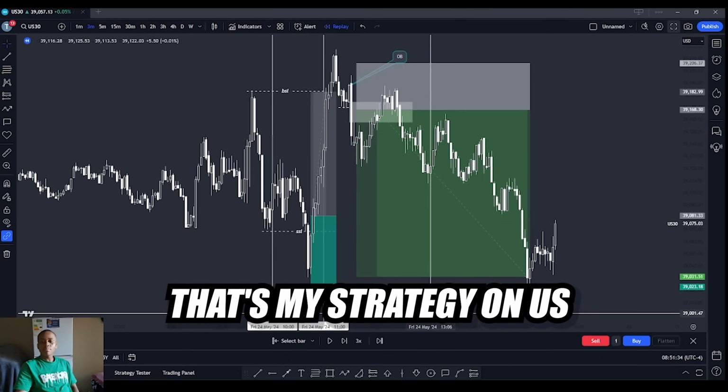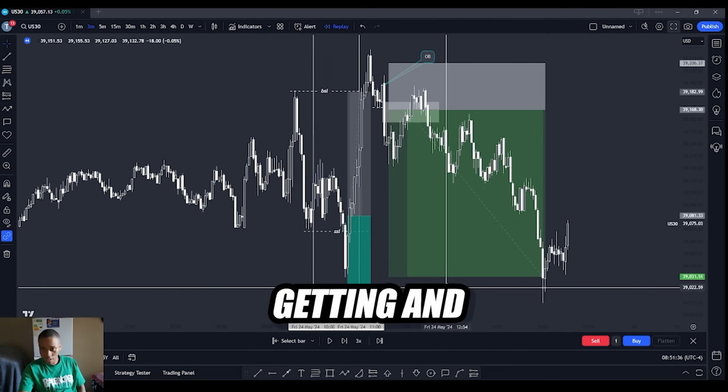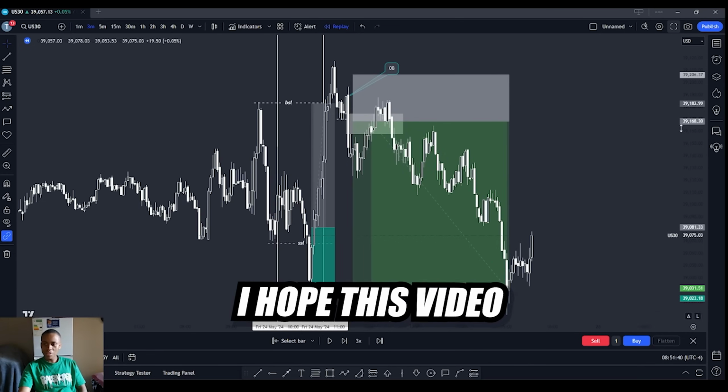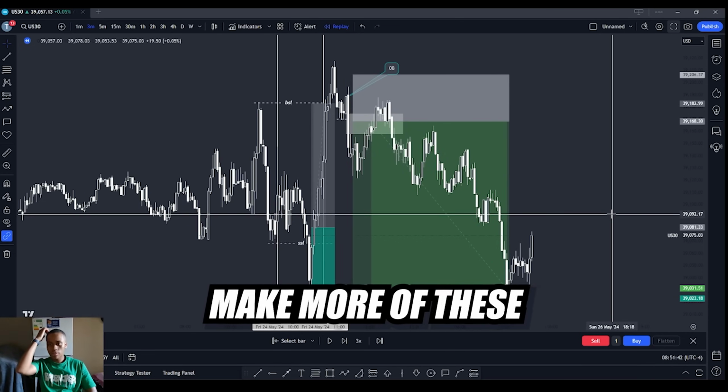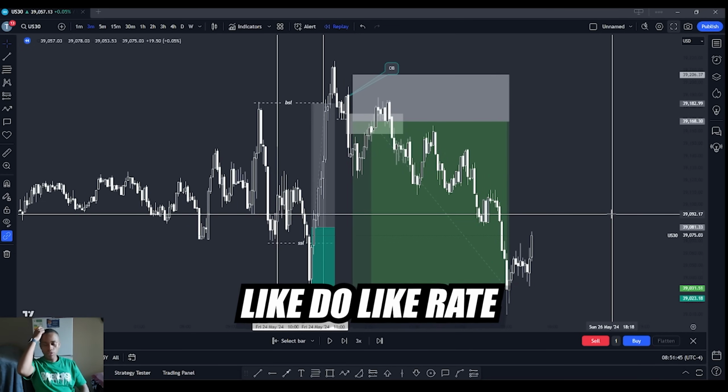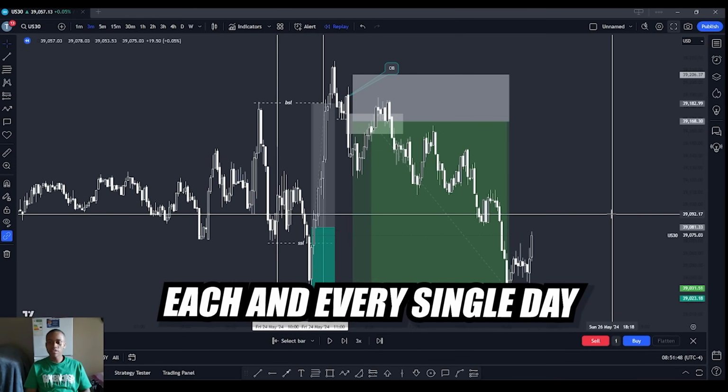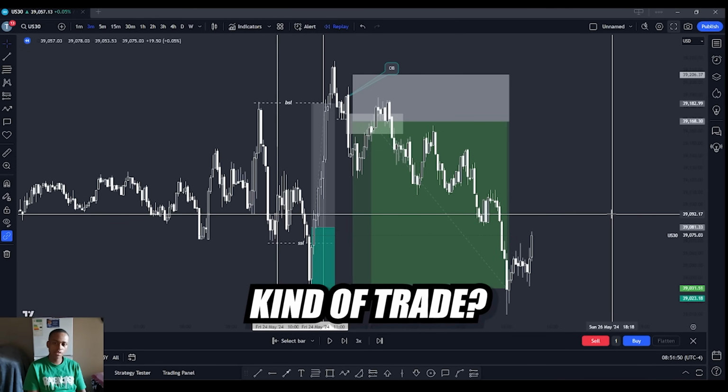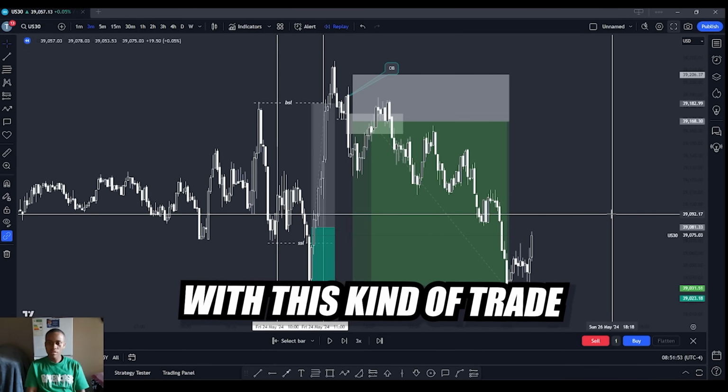And yeah, that's my strategy on US30. I hope this really helps you guys. And I'm really gonna make more videos on this, like trades each and every single day that I take. Why did I take this kind of trades? What happened with this kind of trades? Stuff like that.